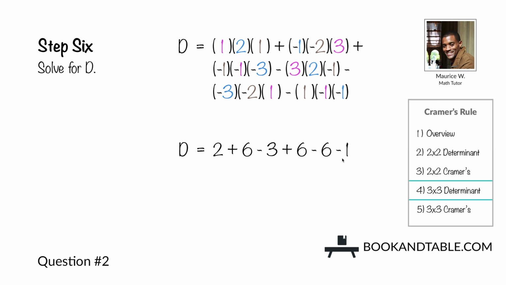So we get d is equal to 2 plus 6, which is 8, minus 3 would be 5. 5 plus 6 is 11. 11 minus 6 is 5. And 5 minus 1 would be 4. So the answer to question number 2 is d is equal to 4.